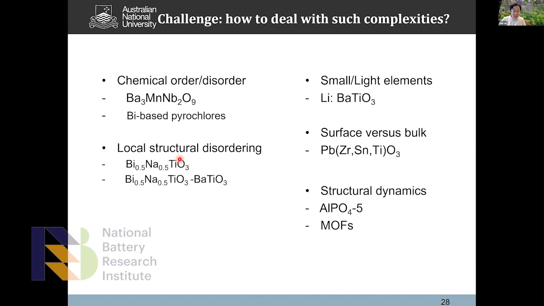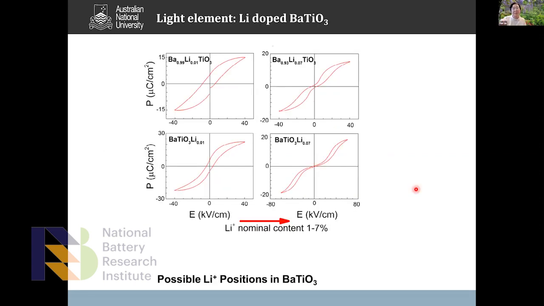Now I will talk about another part: if you have lighter, small elements, what may happen, and in the surface versus bulk, what may happen. I'm just very quickly using this example to show you what happened. This is a lithium doped barium titanate. Lithium is small, and everybody is doping everything into the materials, for example doping on the A site and interstitial dopings, and the property changes significantly. For example, take a large amount, 7%, and there is a big property change.